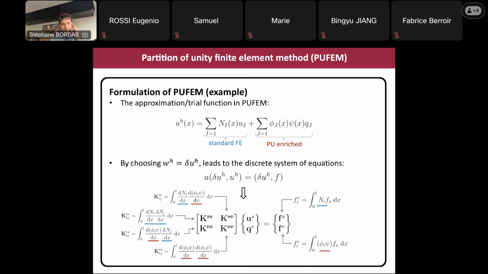You will have the derivative of the standard function ni times the derivative of the standard function nj, and that will give you that term. And then you have all the other terms. Standard function dni times the derivative of the enrichment part. That gives you this mixed term. The symmetric version is here. And then you have this EE term, which is enriched, where you have the derivatives only of the enriched part, which you see here, the red part. And same for the right-hand side vector, which is pretty much identical to the other one. I hope that's clear. If it's not, let me know.